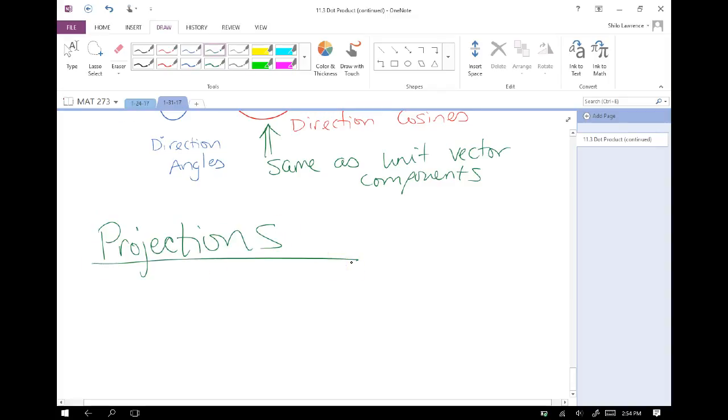So a projection, the way that I like to think of it and what makes most sense to me is we are taking a resultant vector, a vector that is the result of two other vectors being added together. So we're starting with the answer and we're breaking it apart into the two pieces that it started as.